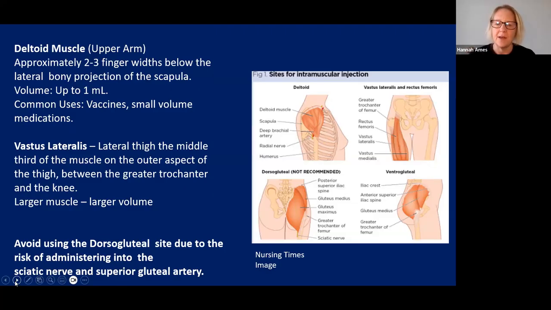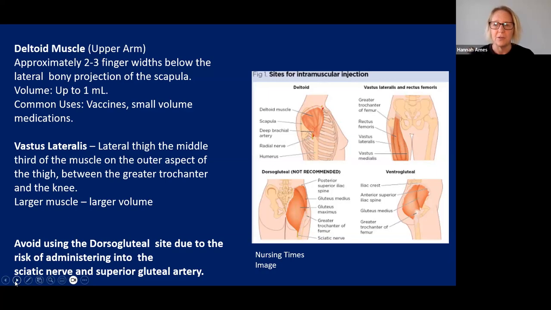The outer aspect of the thigh, basically between the top of your femur and the knee. You put a hand width up from the knee and below the top of the femur, and you can inject in the middle of the thigh there. This is good for larger volumes, and with the changes to the medication, streptomycin, the guidance is that it should be given into a large IM muscle. So I would teach and prefer to use the lateral thigh muscle instead of the deltoid muscle now for this station.